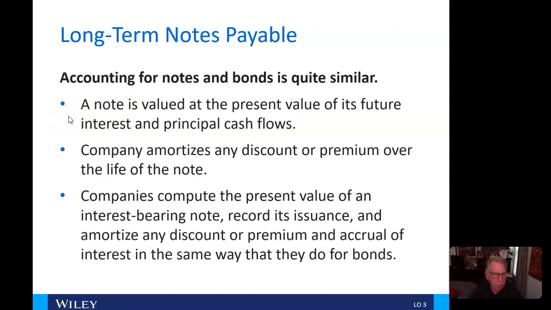Now, while that's a true statement, we often don't need to go through that calculation because most of the notes are done at present in current day, which is already stated at present value. Under bullet point 2, the company's going to amortize any discount or premium over the life of the note if one exists. And bullet point 3, the companies compute the present value of an interest-bearing note, record its issuance, and amortize any discount or premium and accrual of interest in the same way they do for bonds. But again, oftentimes that's not necessary.